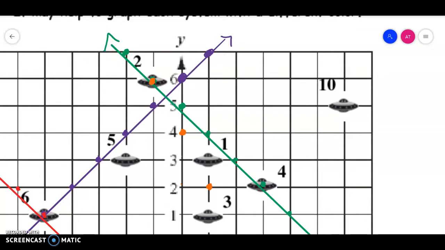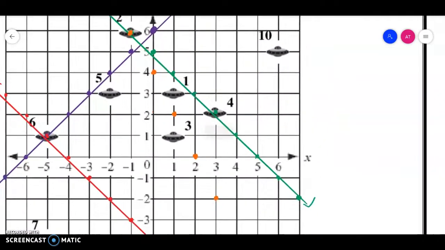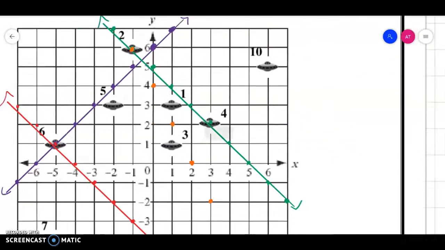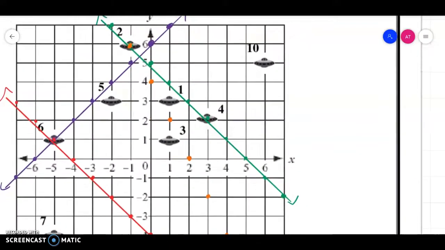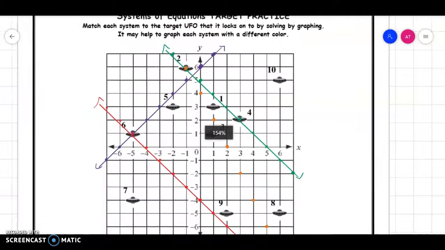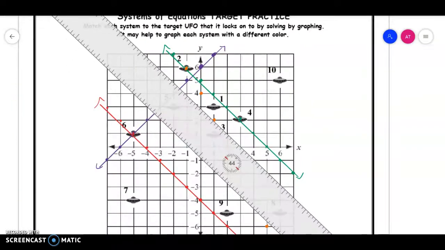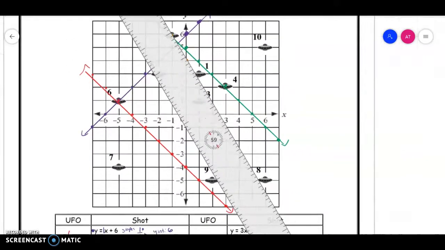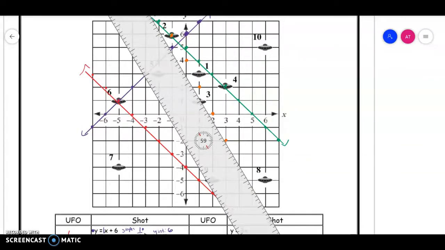Oh, we vaporized one of them. What number did we hit? What UFO hit both of our lines? Or sorry, what line hit both of... Well, both of my lines hit the one UFO, which is number 2. So we're going to graph it.